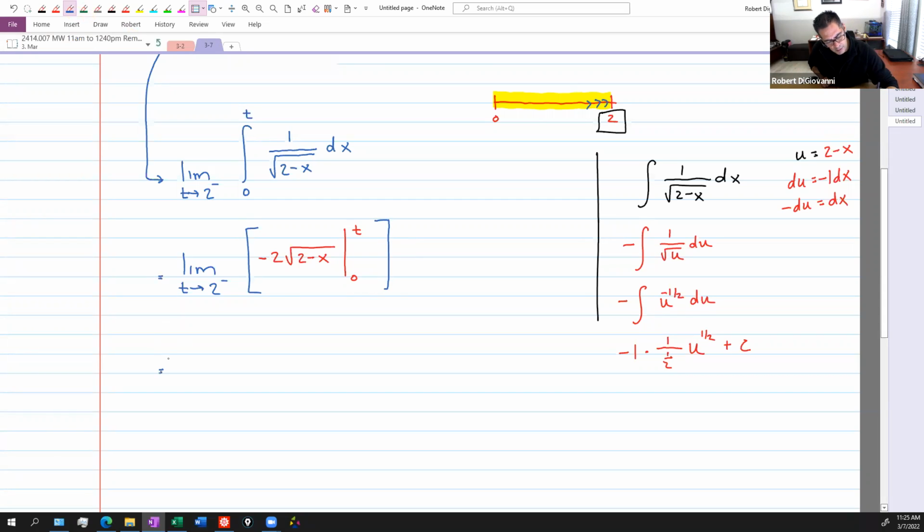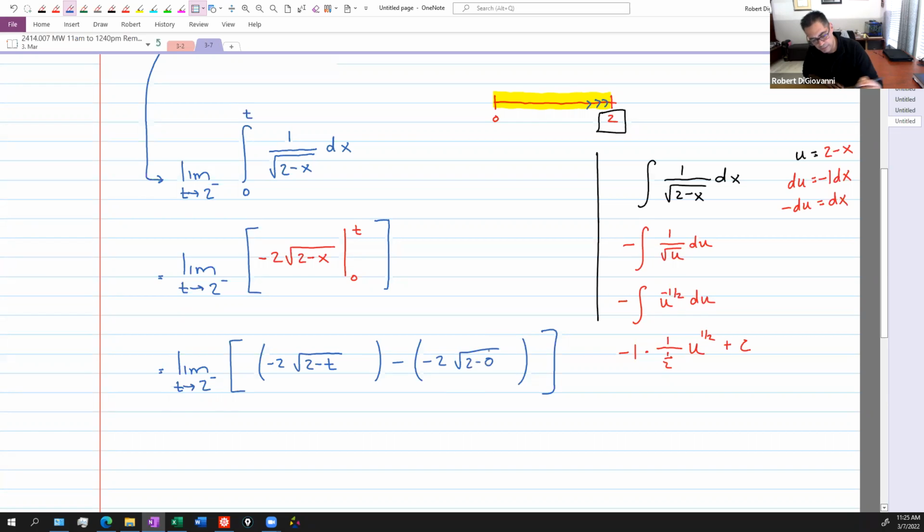Okay, so this is going to be equal to the limit as t goes to 2 from the right. Okay, I'm going to plug in my 2 values here. So first I plug in t, so negative 2 square root of 2 minus t. And then I plug in 0, so negative 2 square root of 2 minus 0. The second one is actually not that bad. It just turns into a plus 2 root 2, because 2 minus 0 is 2, and negative negative is positive. So we just get this.